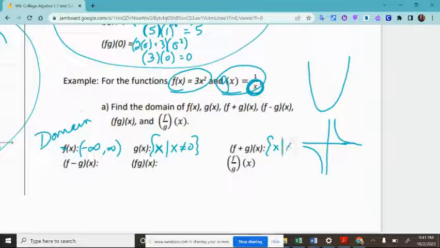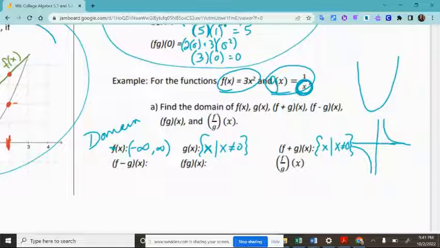X can be anything as long as it's not 0, right? And that's true for the difference as well of those two functions. X can be anything as long as it's not 0. The product, same idea. X can be anything as long as it's not 0.